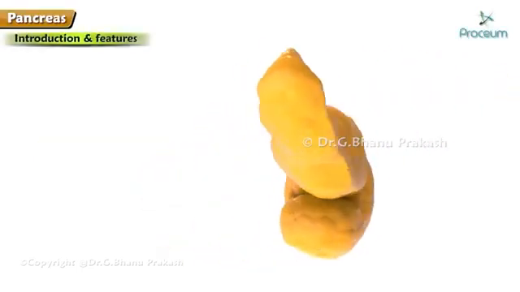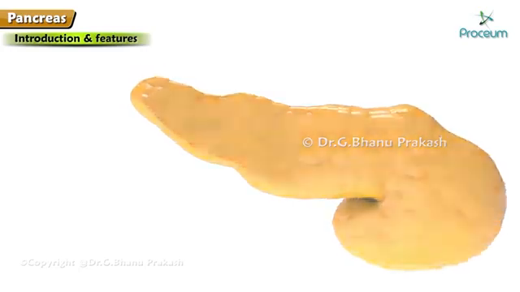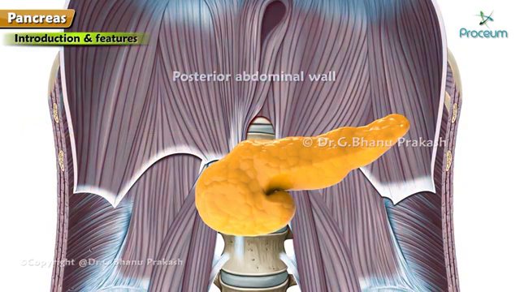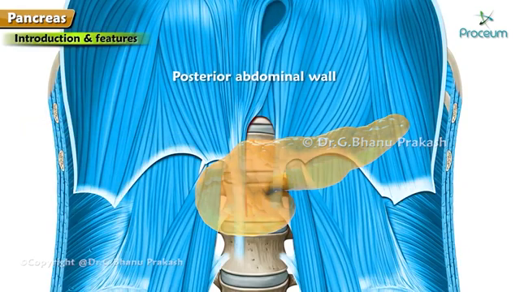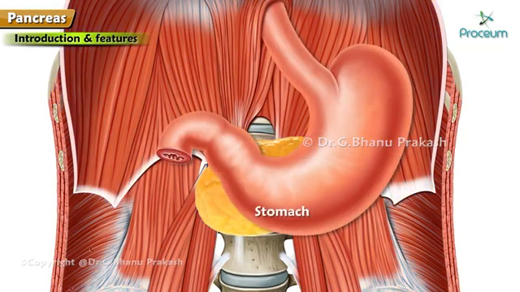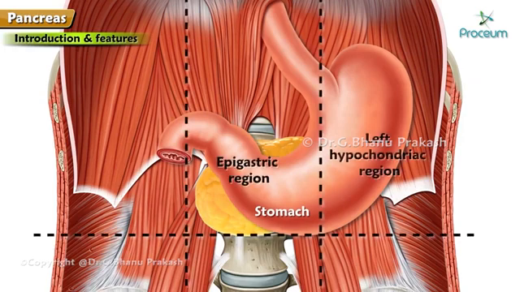Pancreas. Introduction and features. Pancreas is an elongated, accessory digestive gland that lies on the posterior abdominal wall at the level of L1 and L2 vertebrae. It lies mostly posterior to the stomach, in the epigastric and left hypochondriac regions. It is a secondary retroperitoneal organ.